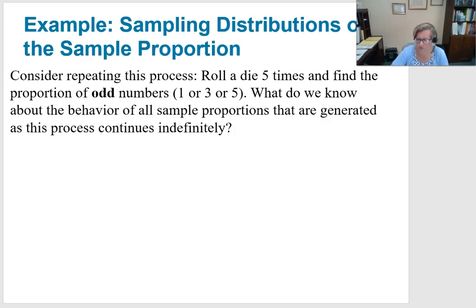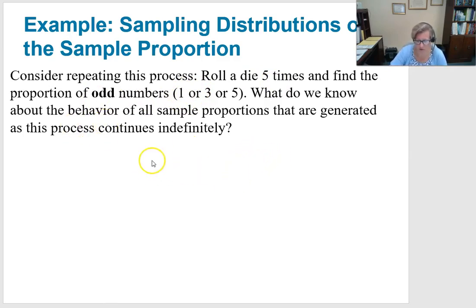So let's do some examples because, again, I think it's always easier when you see an example versus just talking about some nebulous idea. We're going to walk through this one together, and then we're going to do one by hand so you can see. So consider repeating this process: you're going to roll a die 5 times, one singular die, and find the proportion of odd numbers. So your odds are 1, 3, or 5, and you want to know what the proportion is. So we roll the die 5 times.